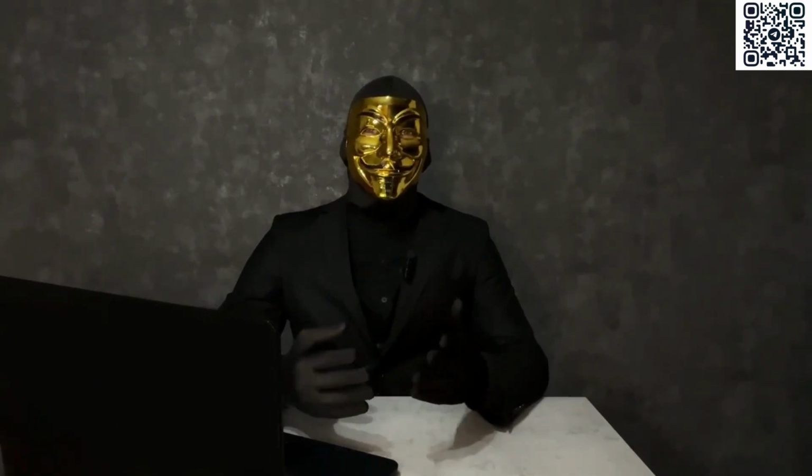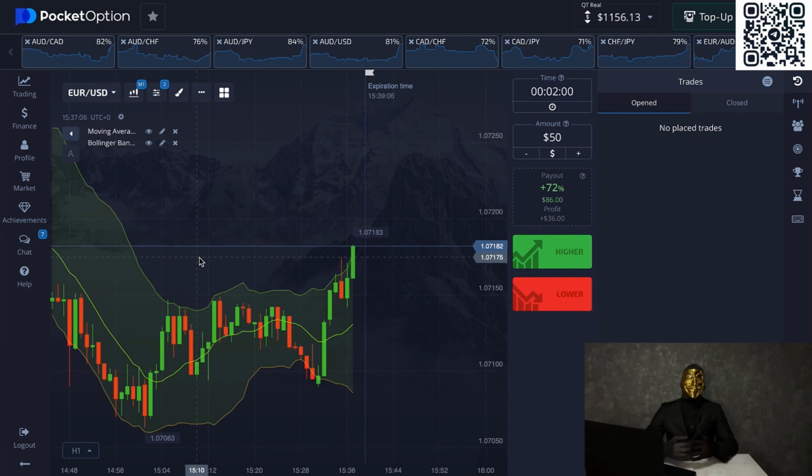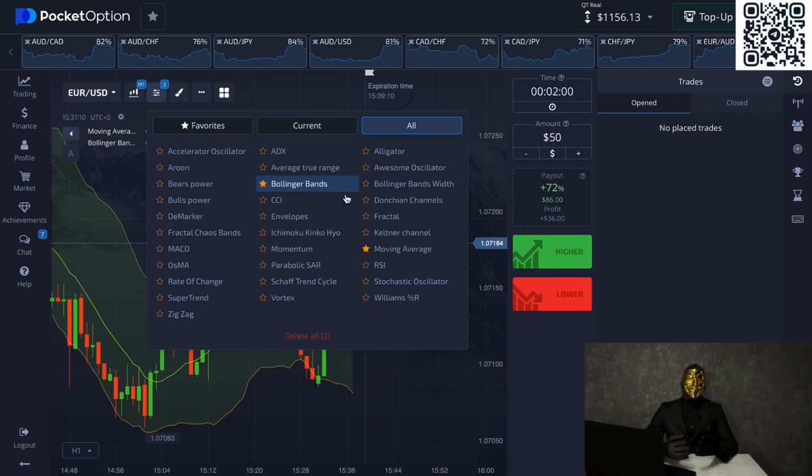So to trade on this strategy you need two indicators on your chart. These are the Bollinger Bands indicator and the moving average indicator. Configure these two indicators; the settings will be in the description of the video.